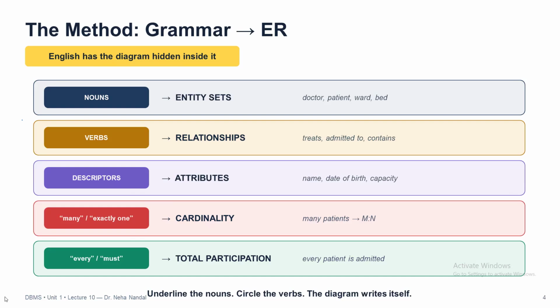Okay, fine. So let's see what is given over here. What are our entity sets? Entity sets are doctor, patient, ward, and bed.